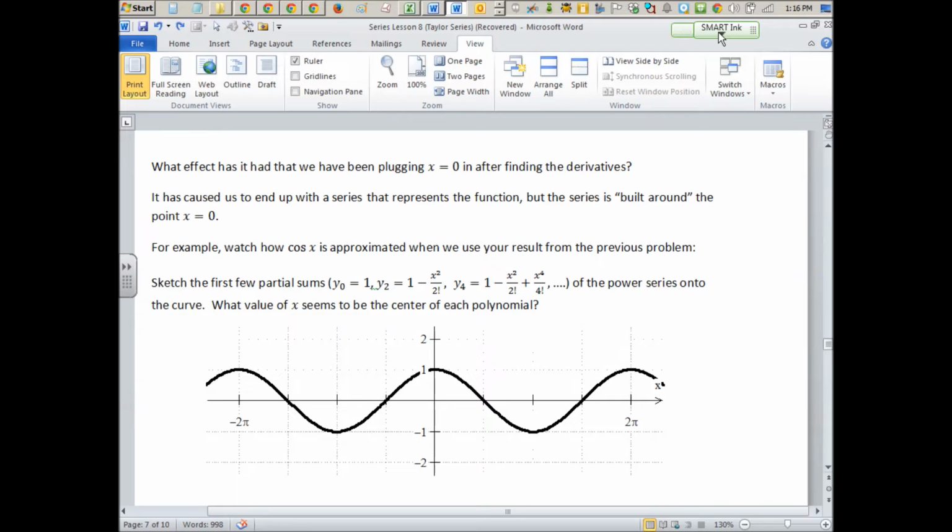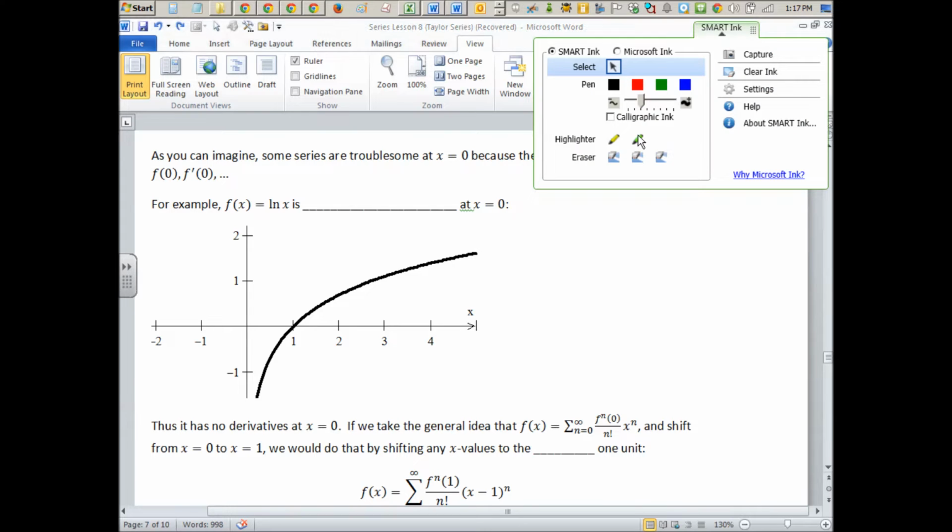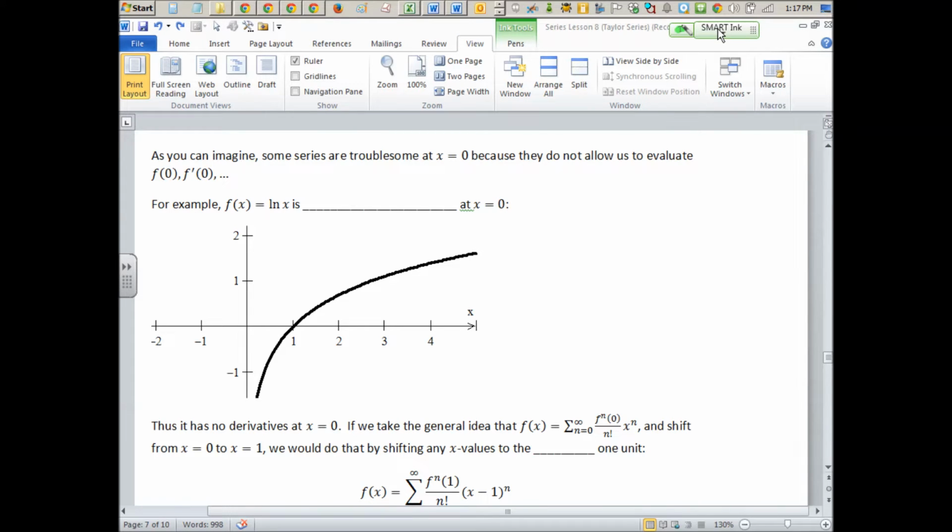Okay? So let's look down here a little bit. As you can imagine, some series are troublesome at 0. They don't even allow us to evaluate anything. For example, look at ln, right? ln is not even defined at x equals 0. So let's say you wanted to build a set of polynomials that model the ln x curve. Good luck doing that at 0, right? This is ln. You cannot build any polynomials at 0 that match the graph.